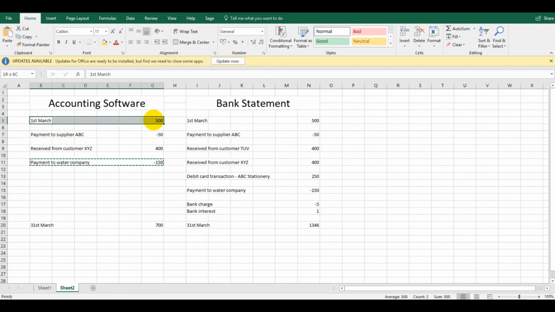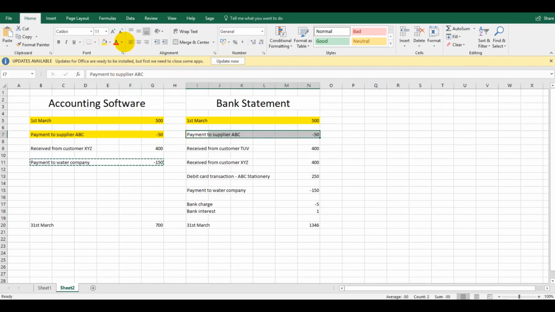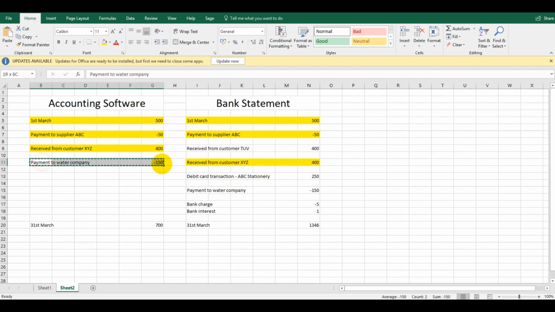So if we look at the beginning here, 1st of March, 500; 1st of March, 500. Okay, so the beginning balances match. Let's just highlight them. We have payment to supplier ABC, minus 50. That's shown on the bank statement here. We have payment from customer XYZ, £400. That is showing here on the bank statement. And then we have payment to water company, minus £150.